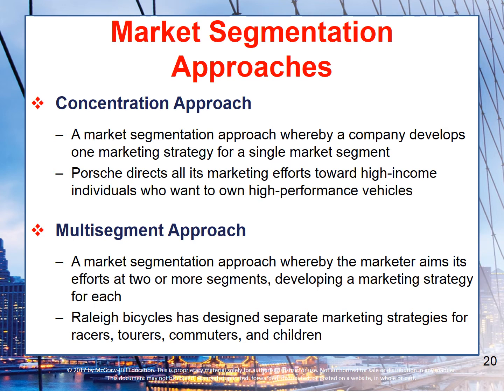They also attempt to use the multi-segment approach, such as the manufacturer of the Raleigh bicycle. They have a separate marketing strategy for ones that race, ones that go and do bike trails, commuters that ride their bikes every day to work, and then they also have a marketing strategy that focuses strictly on children. This is one organization, but they're looking at 4 different areas that they're selling those bicycles to.